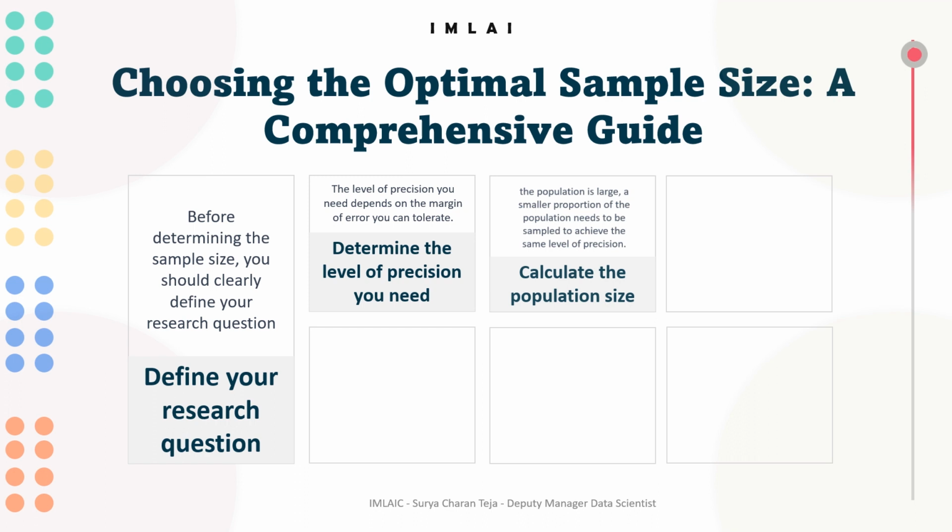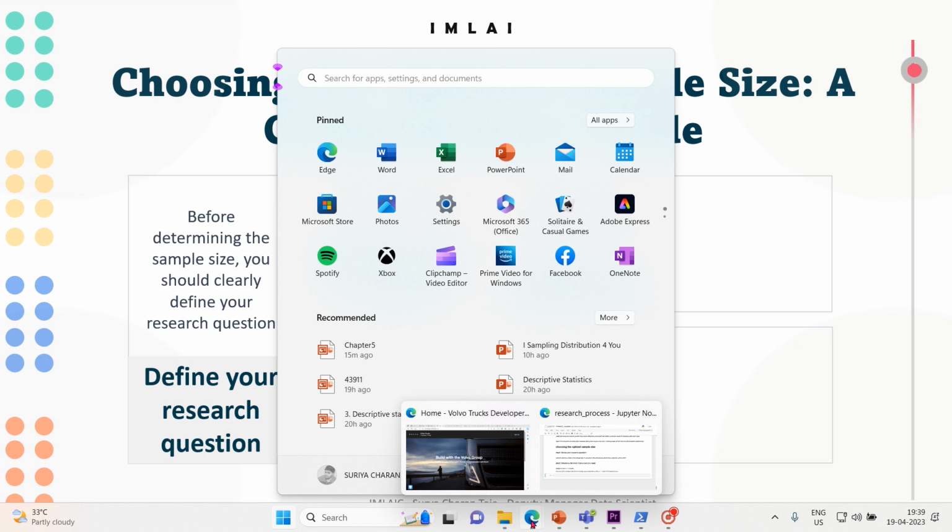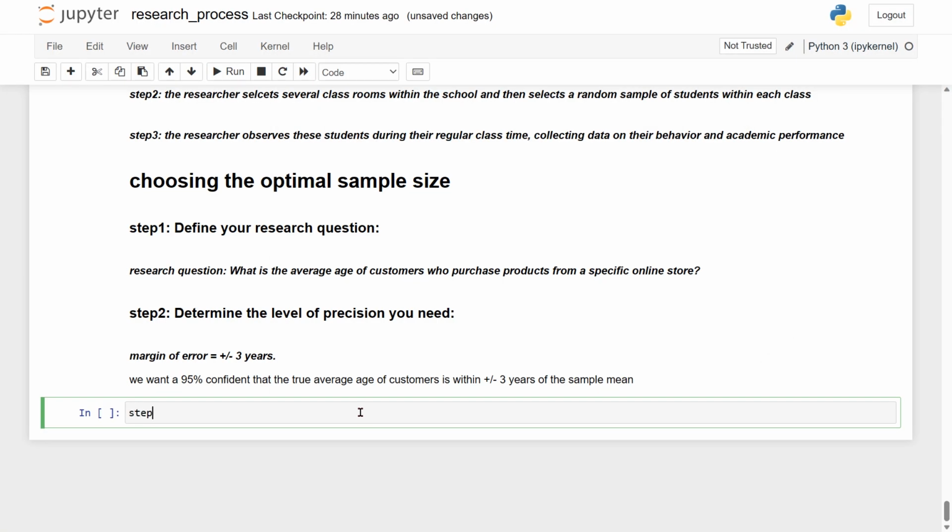So the next step is calculate the population size. The population size affects the sample size calculation. If the population is large, a smaller proportion of the population needs to be sampled to achieve the same level of precision. So let's imagine the population size. How much would be better? 5,000 or 10,000? Which one would be better? Okay, let's take it. Step 3, calculate the population size.